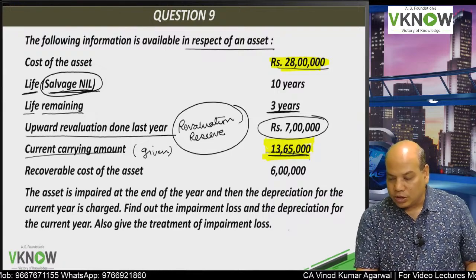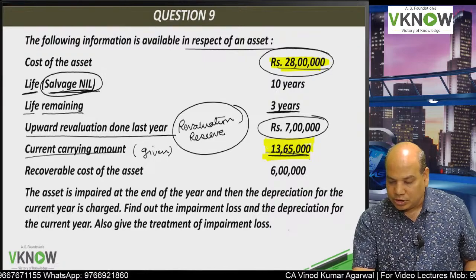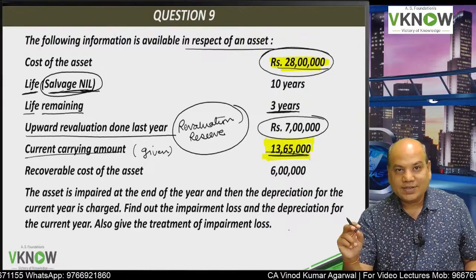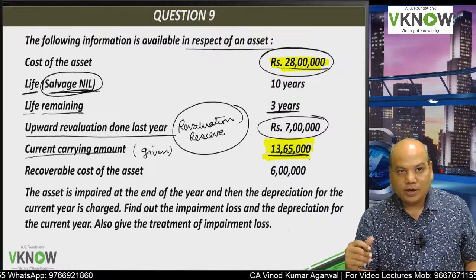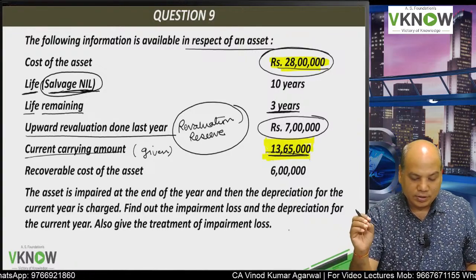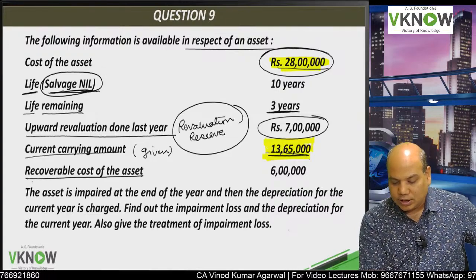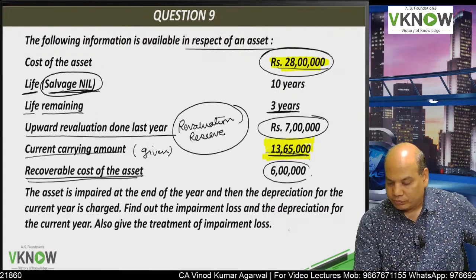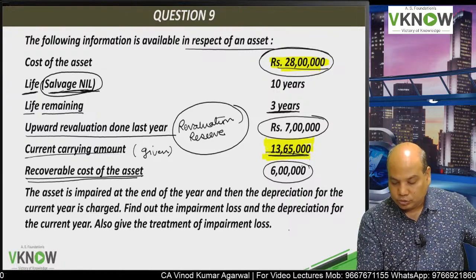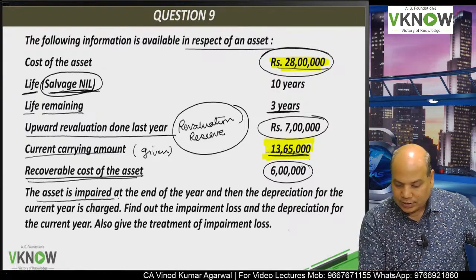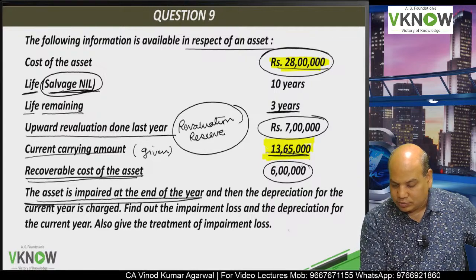If it was not given, then you will depreciate 28 lakh over 7-year period and find out the carrying amount. But if it is given, you will use it. And they have also calculated recoverable cost 6 lakh. Question is, the asset is impaired at the end of the year, which is clear.